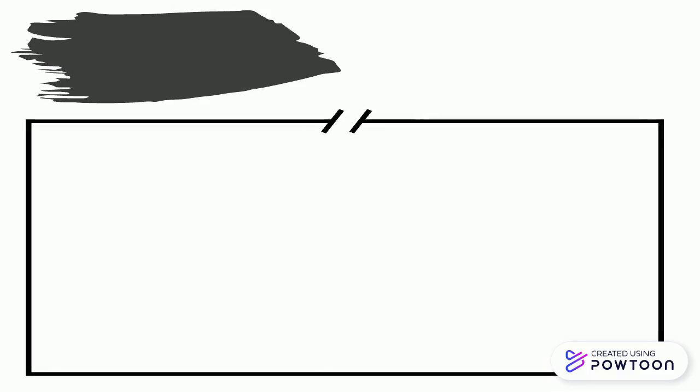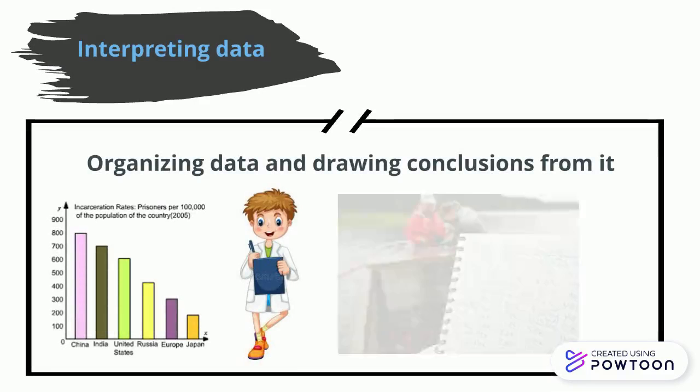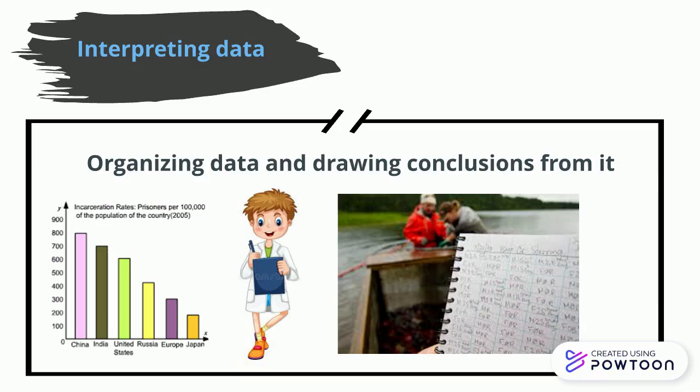Fourth, interpreting data is organizing data and drawing conclusions from it. For example, recording the data from the experiment and forming conclusion relates trends in the data to variables.